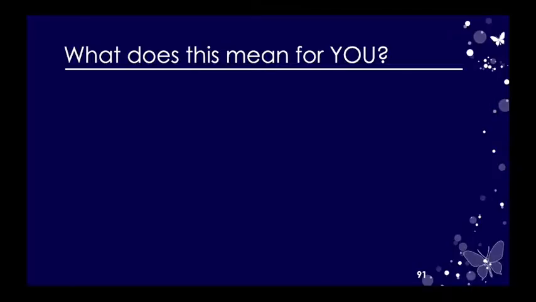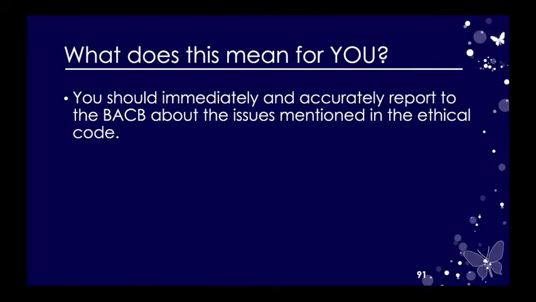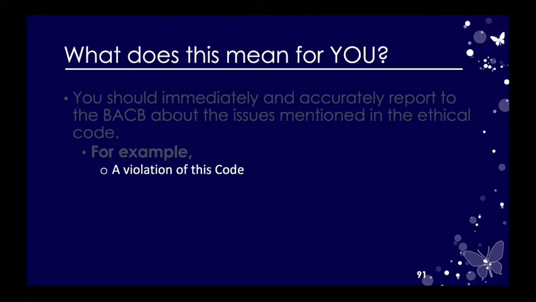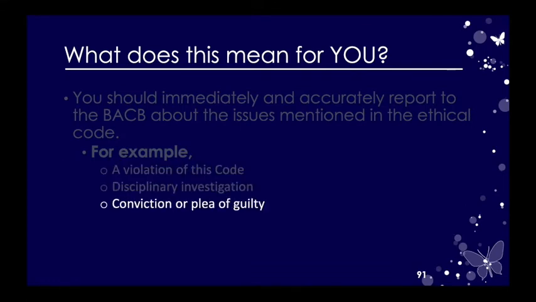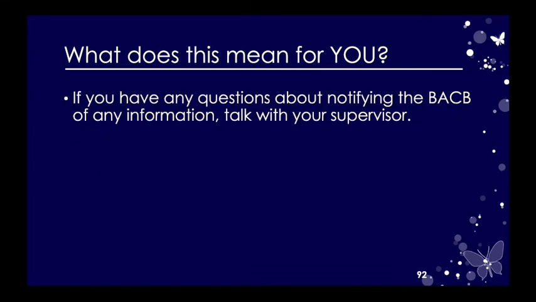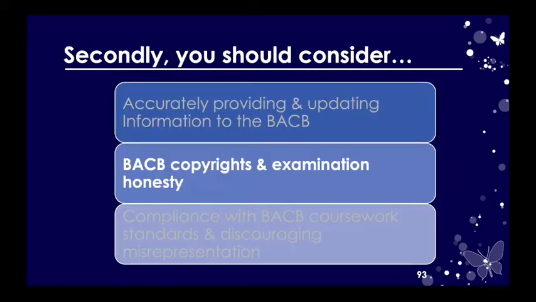What does this code mean for you? You should immediately and accurately report to the BACB about the issues mentioned in the ethical code. For example, a violation of this code, disciplinary investigation, and conviction or plea of guilty. If you have any questions about notifying the BACB of any information, speak with your supervisor. Next, you should consider the BACB copyrights and examination honesty.